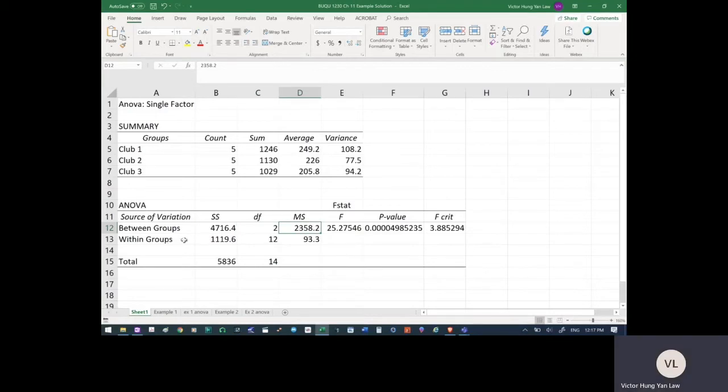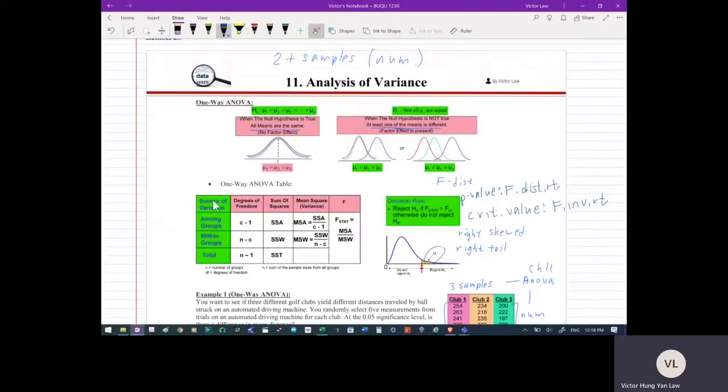Same for the within groups. If you take the sum of squares and divide it by degrees of freedom, that will give you the mean square. So that's why you need to follow the formula sheet in the lecture notes to look at the relationship between these variables. And this is the table that I'm referring to. You need to know the relationship between the sum of squares, the mean square, and the degrees of freedom.